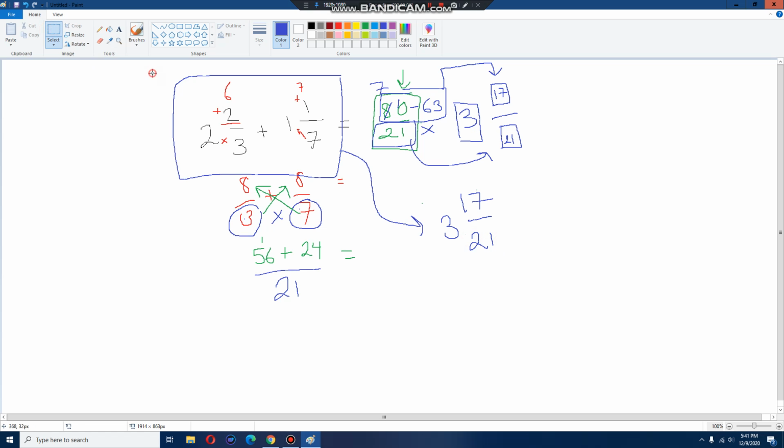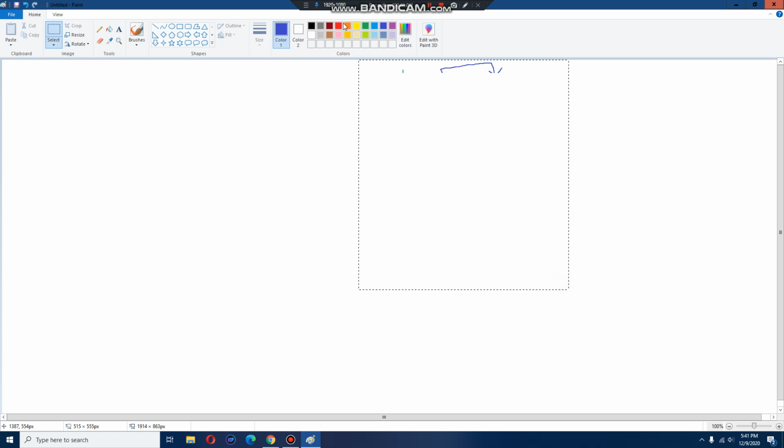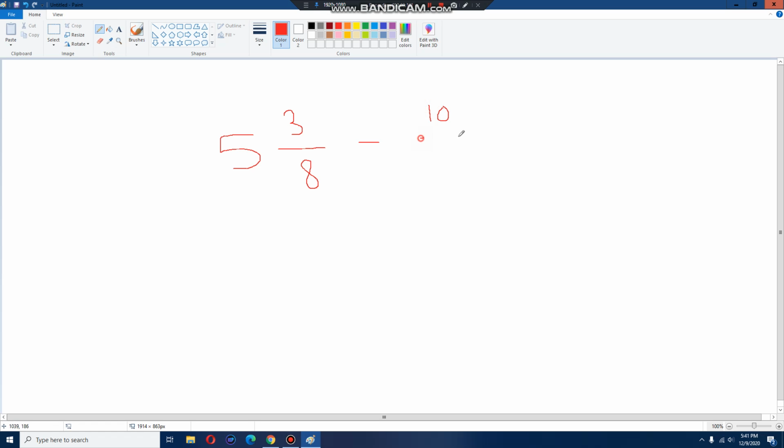Now let's try another one. Let's try subtraction this time. Let's do a mixed fraction minus an improper fraction. How about this one? Let's do 5 3/8 minus, I don't know, how about 10 over 13, for example. Again, step number 1. What you want to do is turn the 5 3/8, the mixed fraction, into an improper fraction. So 5 times 8 is 40, and 40 plus 3 is 43 over 8, minus 10 over 13. Easy enough.